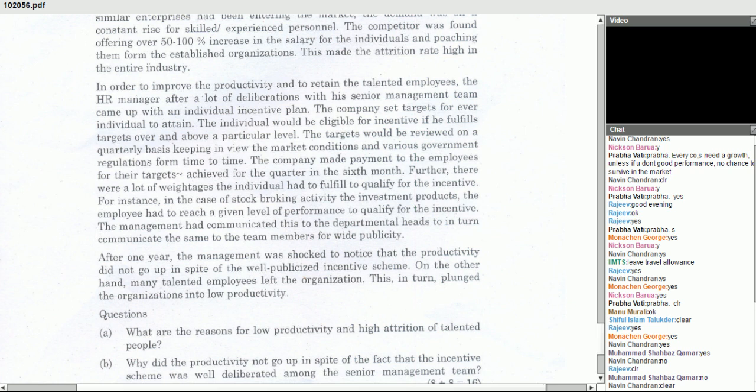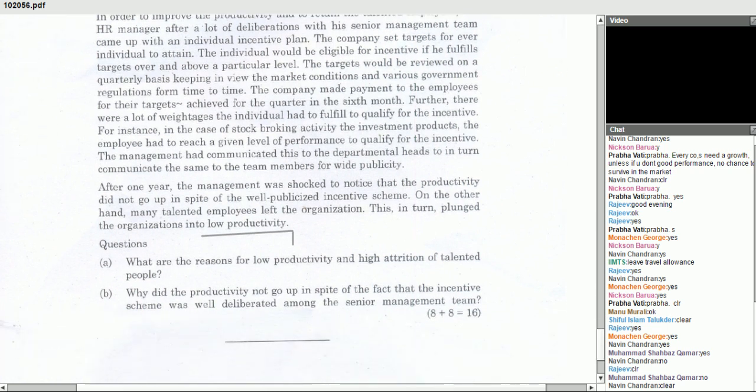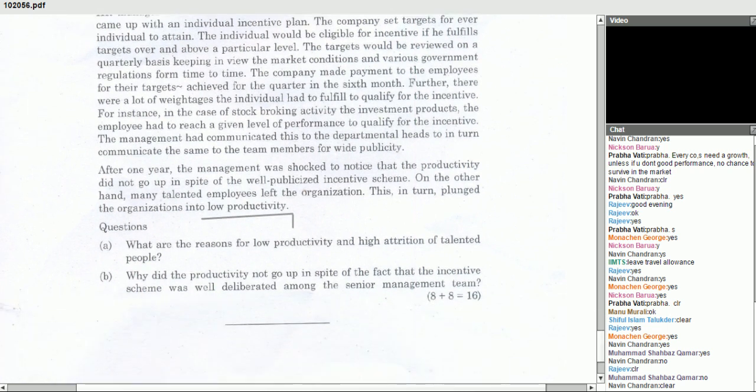On the other hand, many talented employees left the organization. Oops. So whatever they had thought of has not happened. They were neither able to retain the employees nor able to increase the productivity. This in turn plunged the organization into low productivity. As a result, there is low productivity. So this is the case study. Any questions before we come to the question part? Is it clear to all of you?